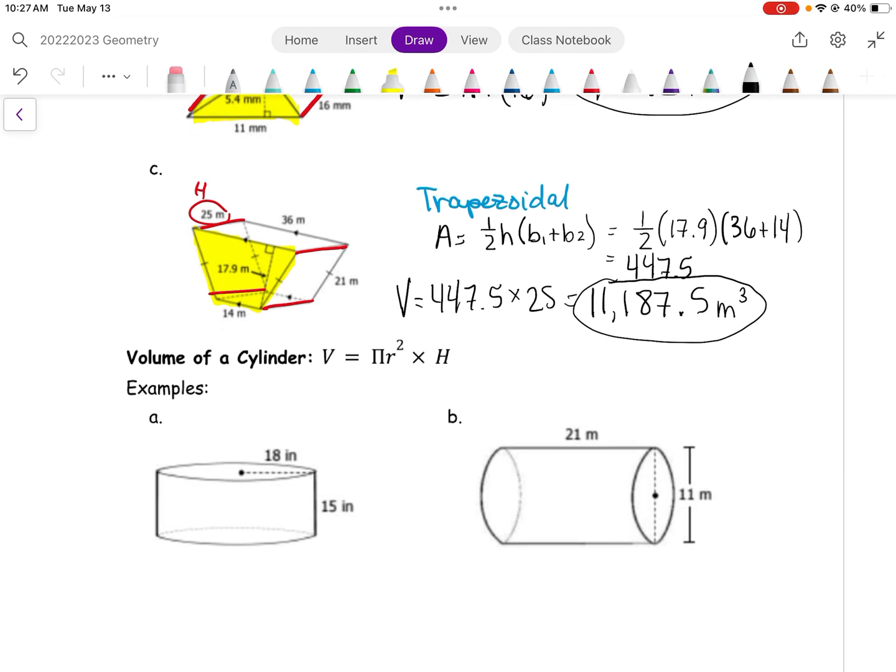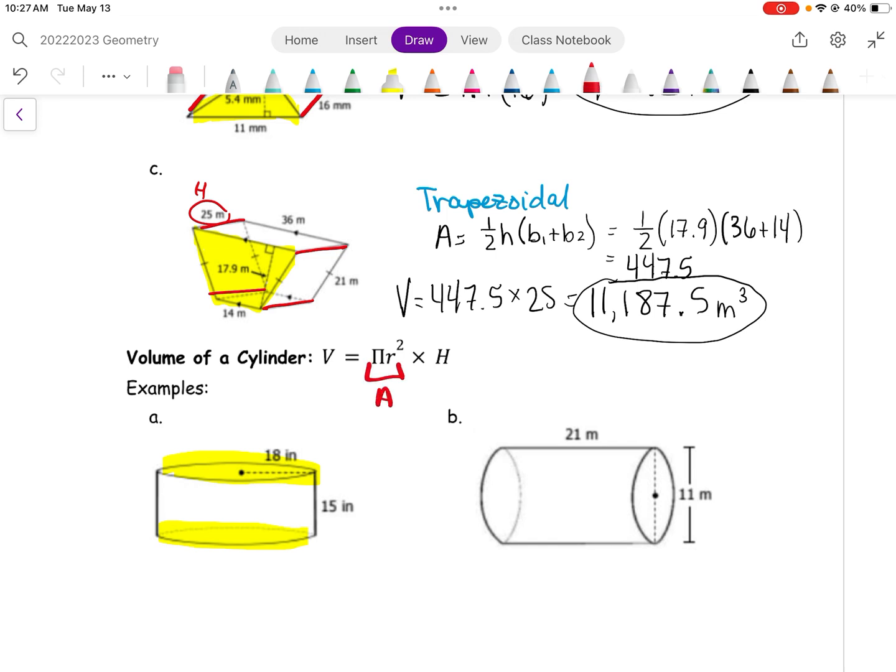Now, a cylinder. So I stuck cylinder in with a prism for a reason. Now, a cylinder is not technically a prism. So if you remember what we talked about polygons, a circle is not a polygon. However, a cylinder and a prism have a lot in common. A prism has two bases. A cylinder also has two bases that are circles. And we just talked about how the volume of any prism is area of the base times height. This is really no different.